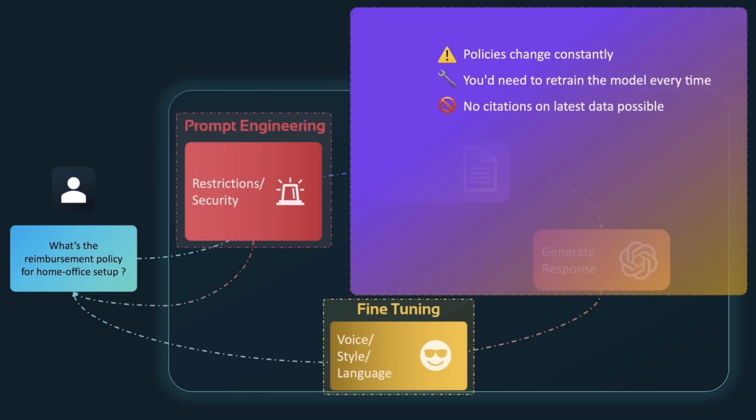Users can't verify where the answers came from, so there's no citations possible. The larger the training data, the lower the accuracy. And then there's knowledge cutoff. The model only knows what was in the training data. Fine-tuning is great for stable, unchanging patterns like communication style, but terrible for dynamic, factual information.